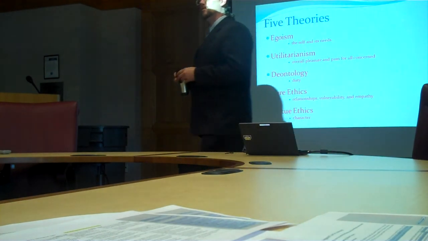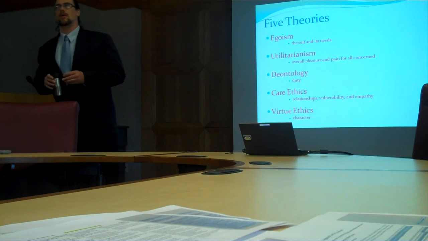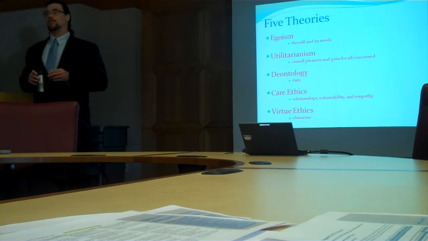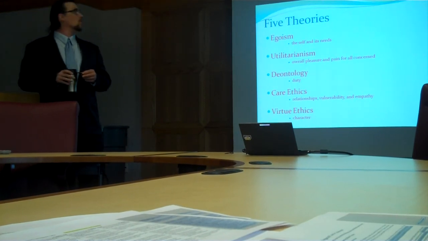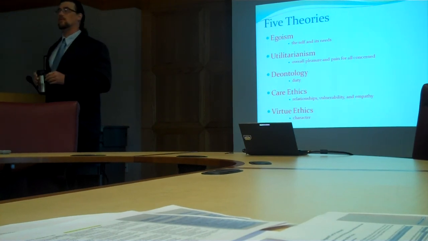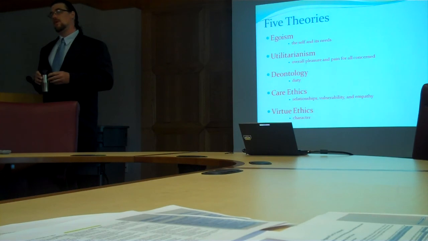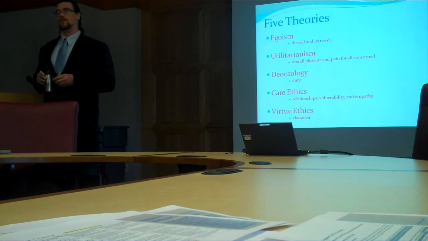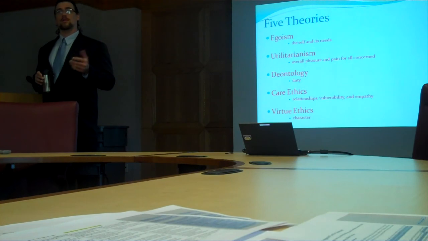So these are the 5 theories: egoism, utilitarianism, deontology, or sometimes they call it duty-driven ethics, care ethics, and virtue ethics. There's another fairly common ethical system that comes up in business literature, contractarianism. I'm not covering that here. That's the idea of the social contract.